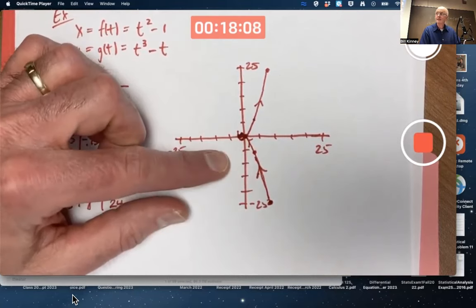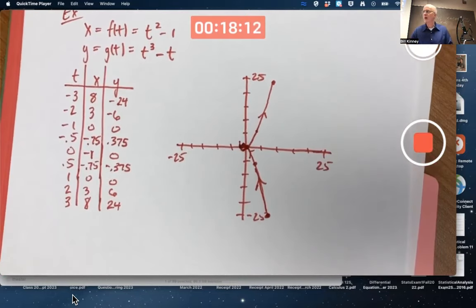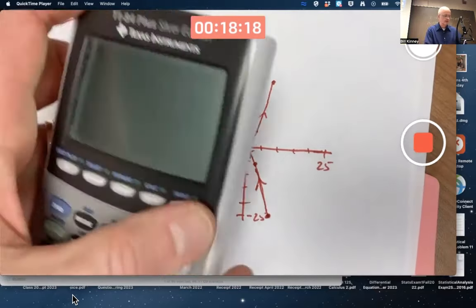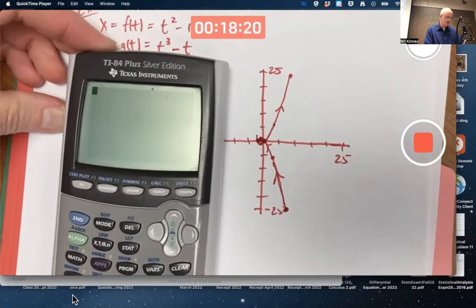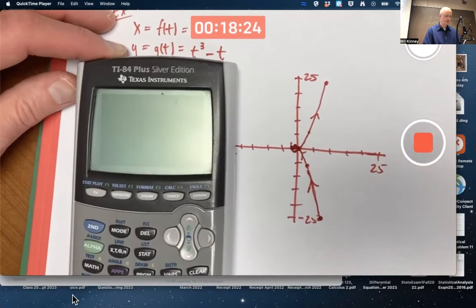That's the motion, seemingly. But is it the motion? There's more going on here than meets the eye. The speed is not constant along the curve. The motion is not a constant speed motion. How can we see it with a calculator?